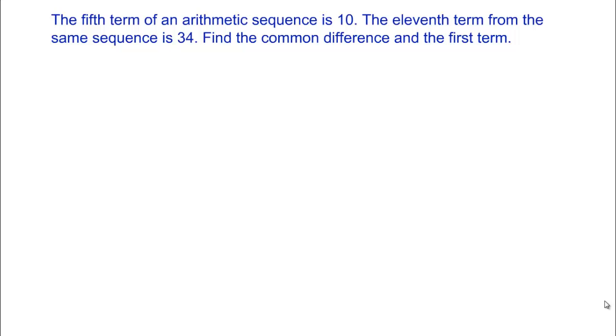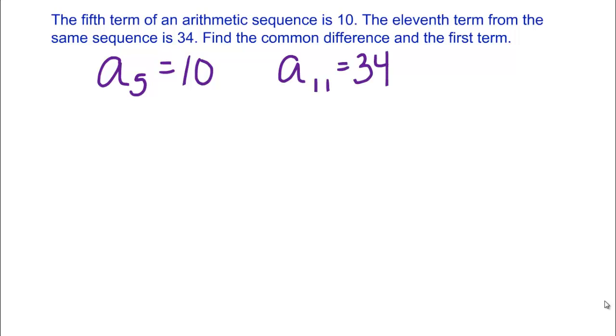Let's end with one last example. Let's suppose we know the 5th term of an arithmetic sequence is 10, and we know the 11th term from the same arithmetic sequence, and that's 34. Find the common difference and the first term. Let's use our math sequence notation to write out what we know. The 5th term is 10. The 11th term is 34. I just used math to write down the sentences that were given.